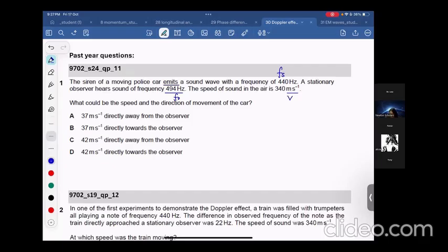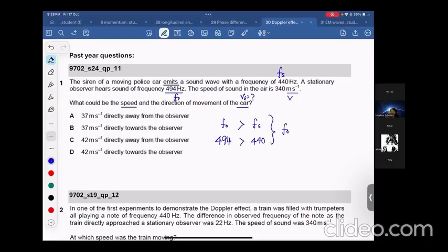Okay, here, what is the speed of the car? The car is moving, how fast is it moving? So this one is Vs. They're asking you what is your Vs, the source, and what is the direction? Direction using the method just now. Your observed frequency is 494 and your source frequency is 440. So actually, this is higher. Higher, am I right? Is it towards or away?